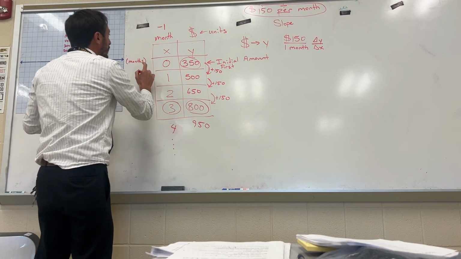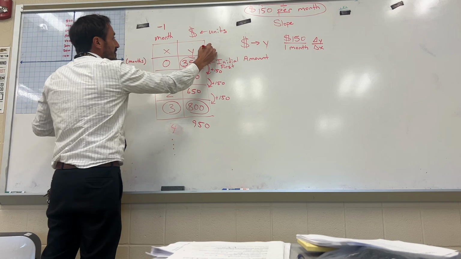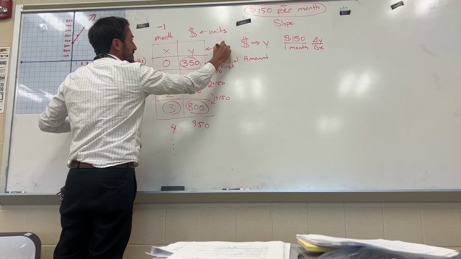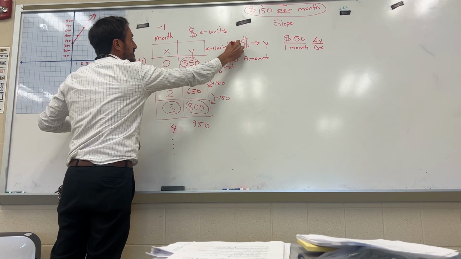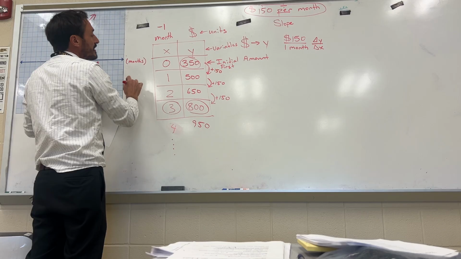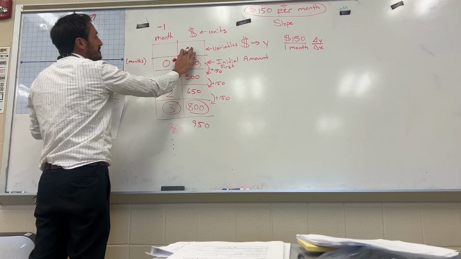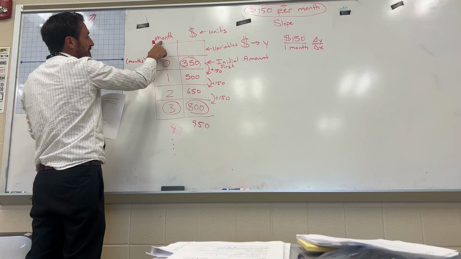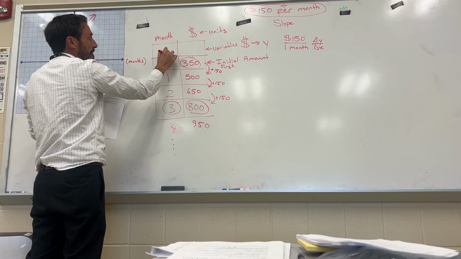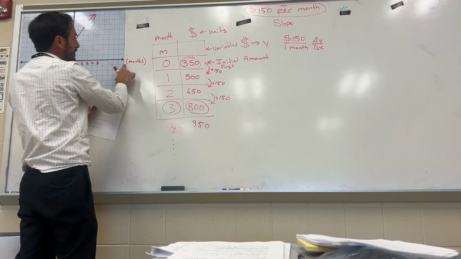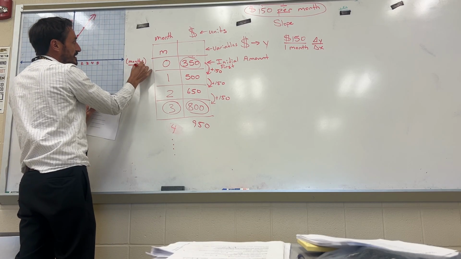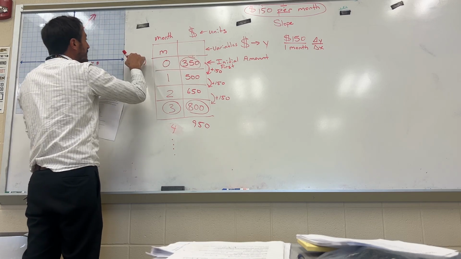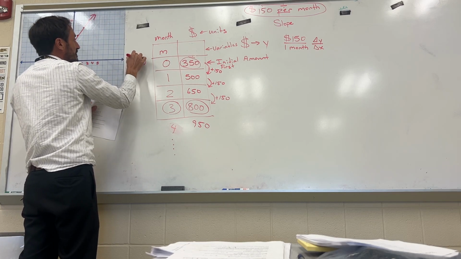Now, one more thing I forgot to do. Remember that these are the variables. And notice that I forgot to change the variables from x and y. So we're going to make these variables match something with respect to these units. If I'm talking about months, why don't we call the x m? And that means for our x-axis, notice I have the unit of months, but I need my variable. The variable for the x-axis is going to be m.